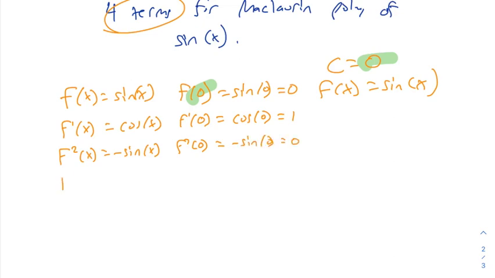Negative sine at 0 stays 0. Third derivative of x, negative cosine of x. Third derivative evaluated at 0. Negative cosine at 0, negative 1. Now, here's what our intuition tells us.